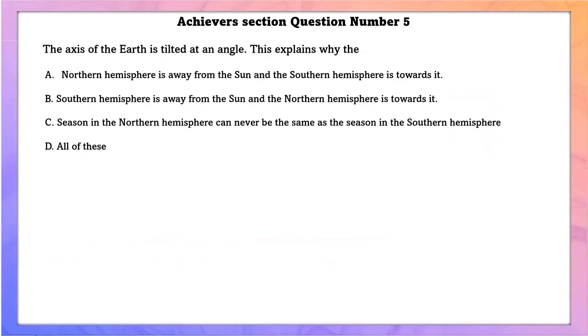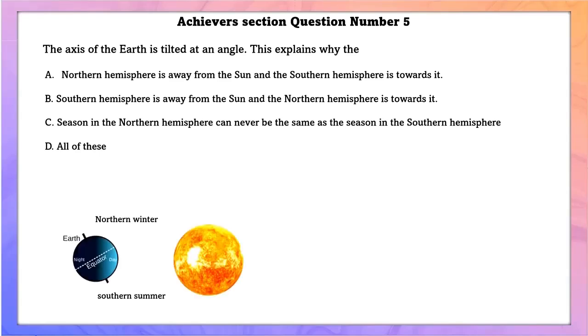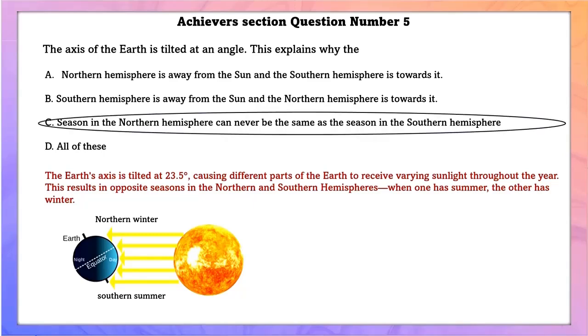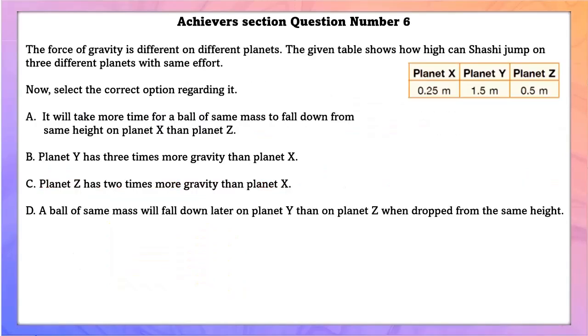Achiever section question number 5. The axis of the earth is tilted at an angle. This explains why the earth's axis is tilted at 23.5 degrees, causing different parts of the earth to receive varying sunlight throughout the year. This results in opposite seasons in northern and southern hemisphere. When one has summer, the other has winter. Therefore, the correct option is the C option.